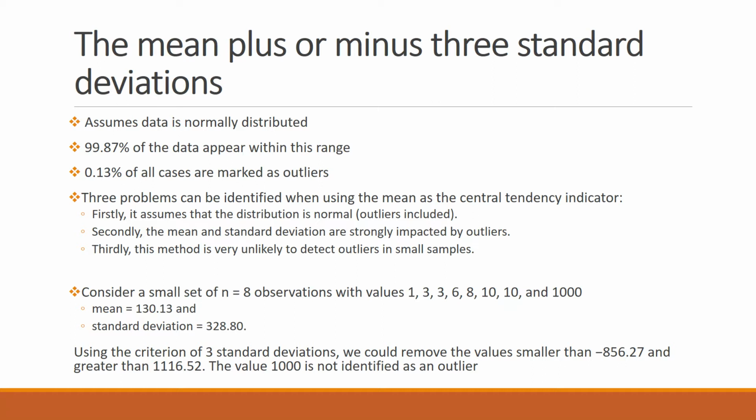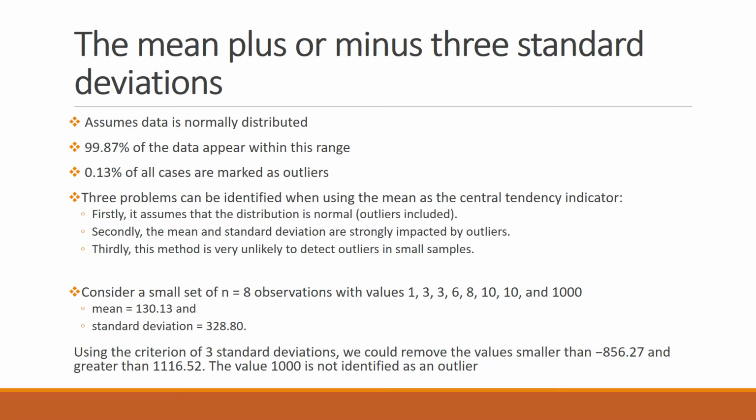Unfortunately, 3 problems can be identified when using the mean as a central tendency indicator. Firstly, it assumes that the distribution is normal, right? Outliers included. But that may not always be the case. We may have to detect the outliers in a distribution that is not normal.